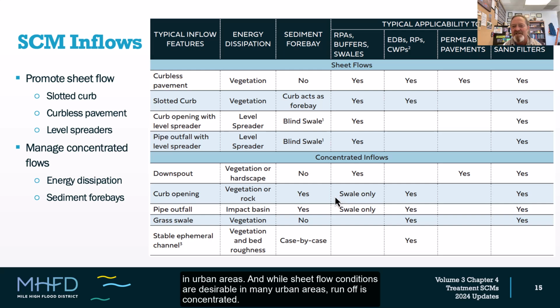And while sheet flow conditions are desirable in many urban areas, runoff is concentrated, and therefore we wanted to provide options for both types of flows, as well as different ways that you can actually turn concentrated flows into shallow sheet flows using processes like level spreaders.